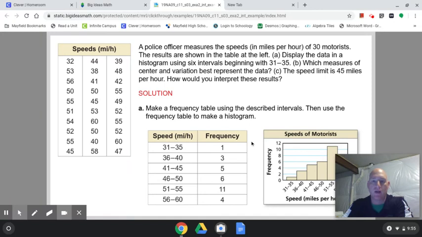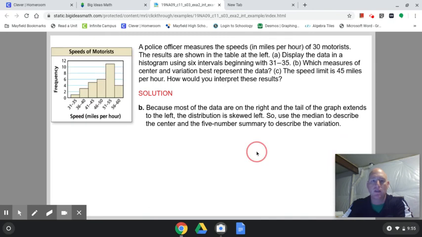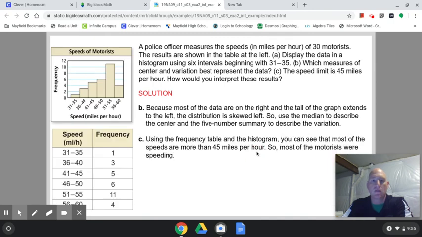So now we have our histogram. And what I would do is I would connect the midpoints. And now you can see pretty easily the skew. So because most of the data are on the right, let me actually go back. I'm going to look up here. If we were going to look at this, it would look something like that, right? The tail is to the left. If the tail is to the left, the outliers are on the left. That means most of the data is on the right.